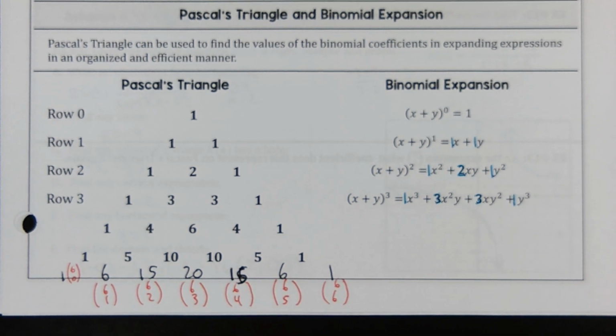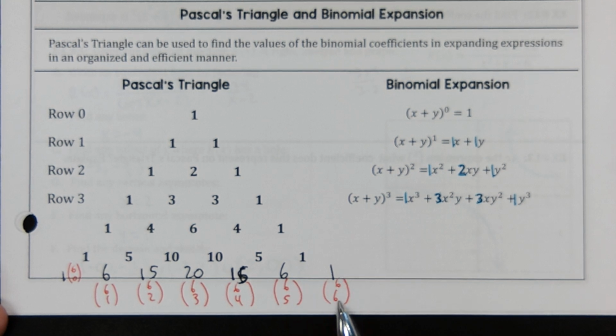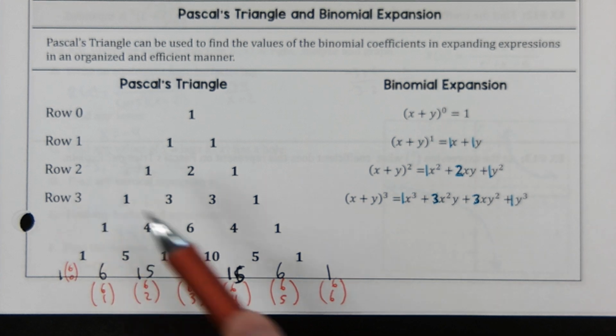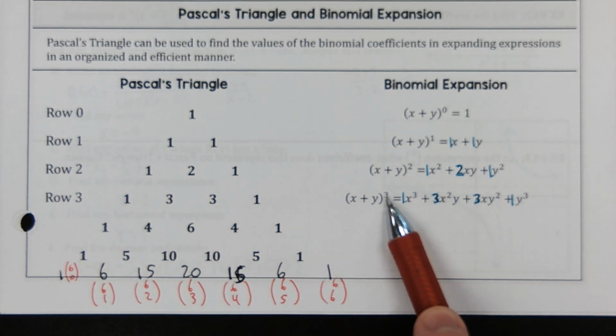You know what's interesting about this, though? This is term 1, choose 0. Term 2, choose 1. Term 3, choose 2. Term 4, choose 3. Term 5, choose 4. Term 6, choose 5. Term 7, choose 6. If you look at every row of Pascal's triangle, it always has one more number than the row number. And the row number is also the power of the binomial expansion.